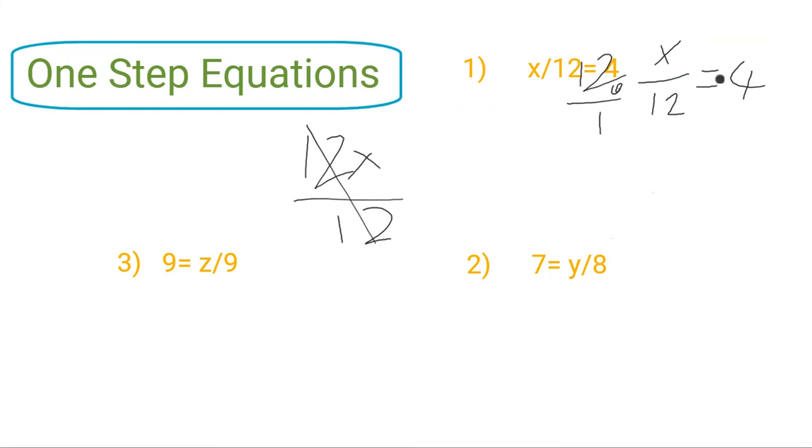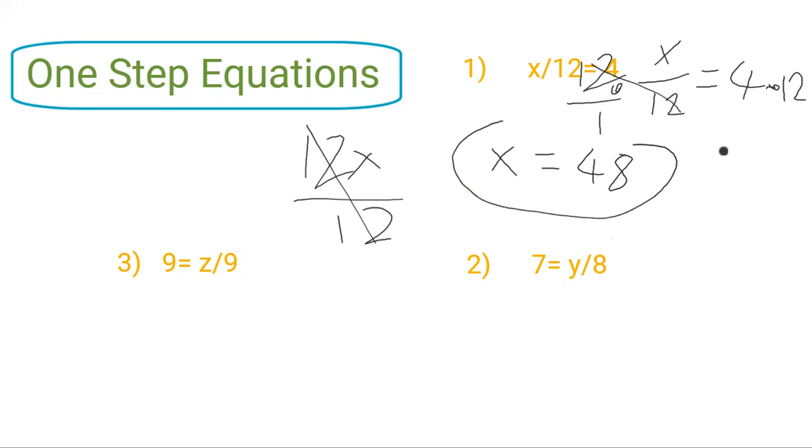So then these just cancel out and become 1x, because 12 divided by 12 is just 1, and 1x is just x. So right here you cancel those out, and then x equals, and you still have this 4 over here, and you need to multiply by 12 on both sides. So 4 times 12 is 48. So x equals 48.